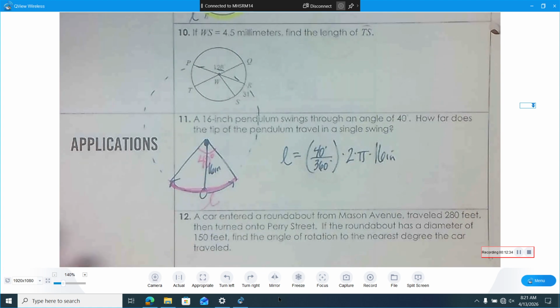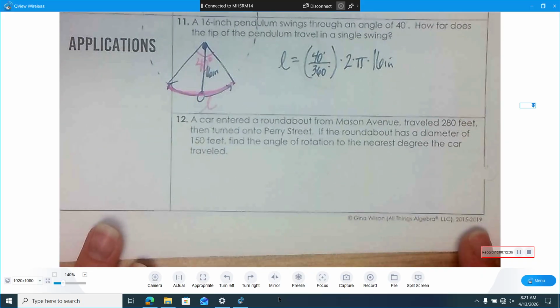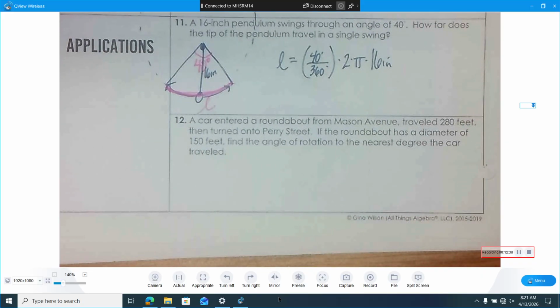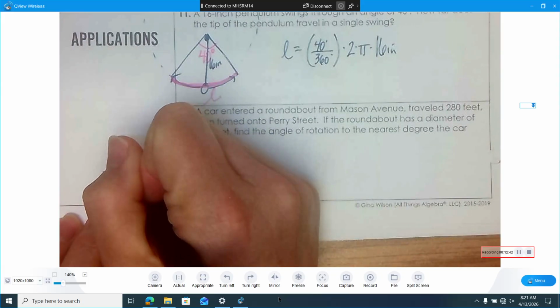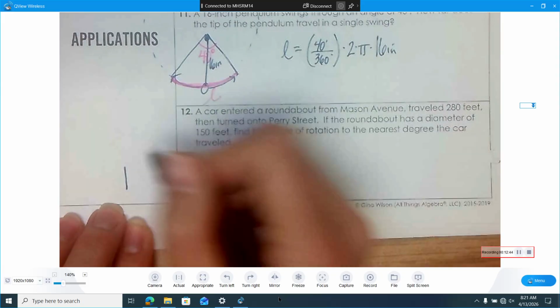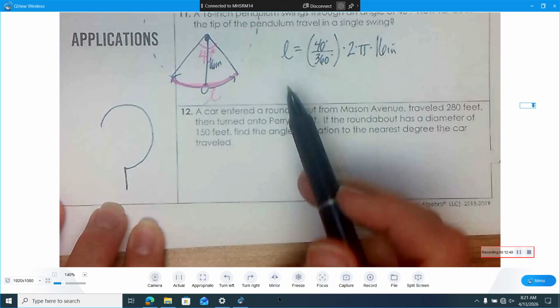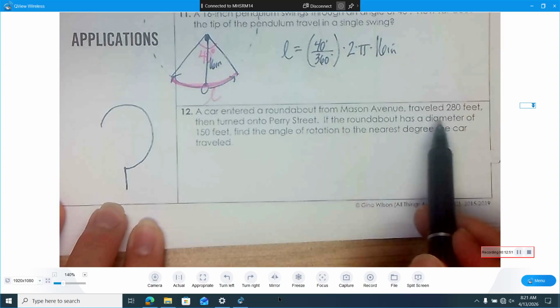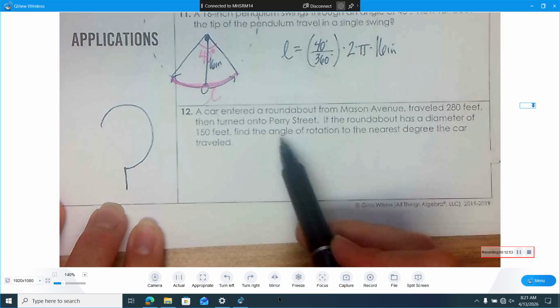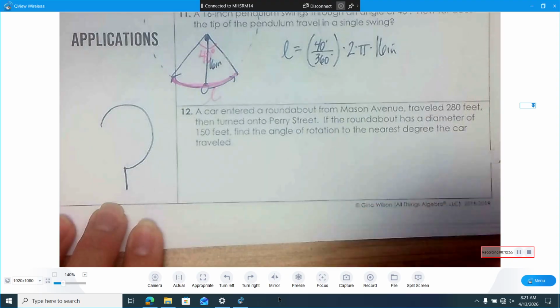All right, and number 12 is a little bit different. A car entered a roundabout from Mason Avenue. So do you guys know what a roundabout is? Yeah? Okay. So it's sort of a circle, right? Entered a roundabout from Mason Avenue and traveled 280 feet and then turned onto Perry Street.